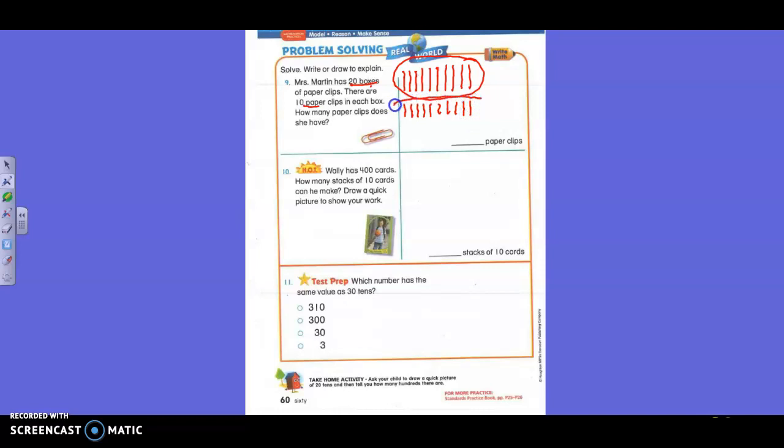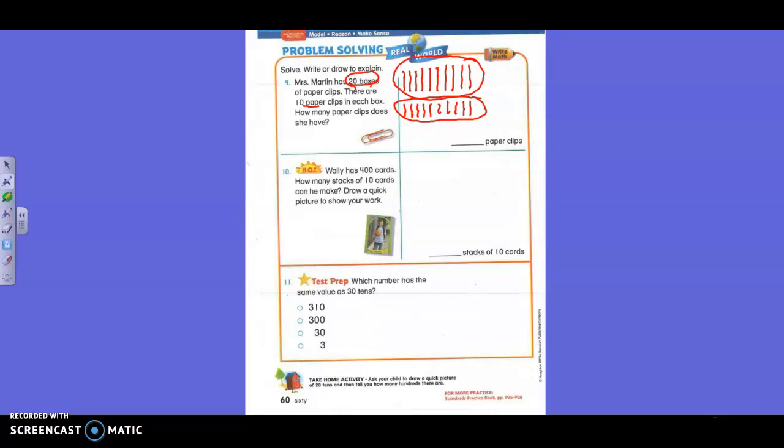And then circle it. You only have 18. You have to have 20. You said 18. You have to have 20. So she has 20 boxes. So make 2 more. Now circle it.